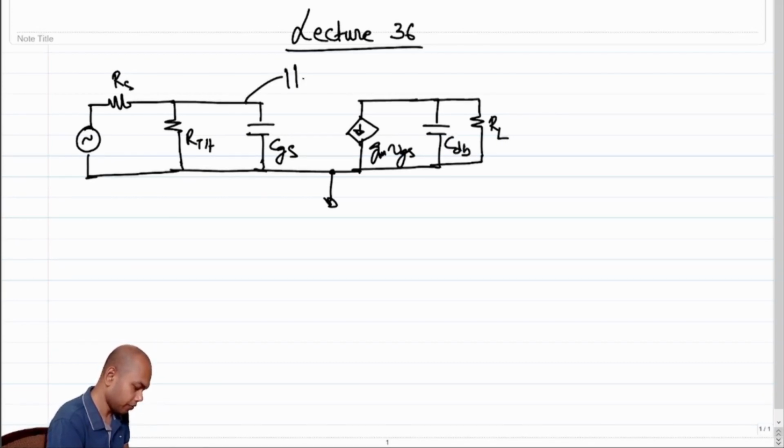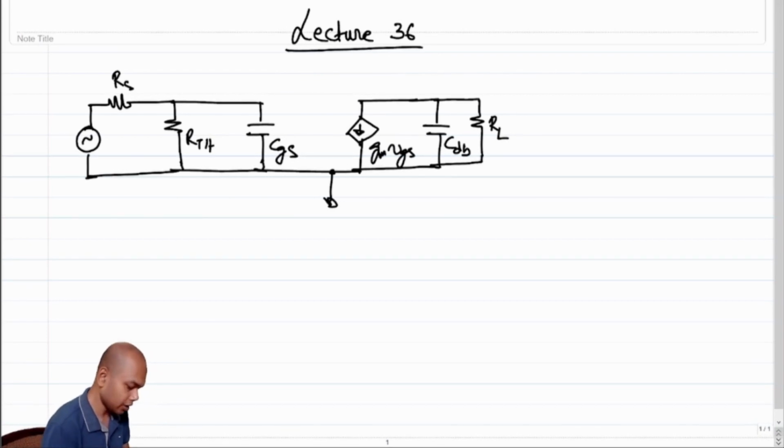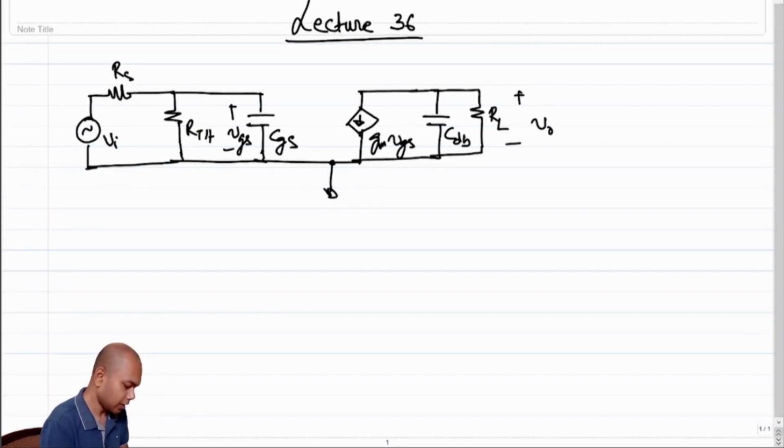And we also have CGD. And then we said, let's figure out what's going to happen due to the capacitances CGS and CDB, and we'll talk about CGD in one of the later lectures, right? So let's continue doing that. And then we spent some time understanding the frequency response of VGS with respect to VI, right?